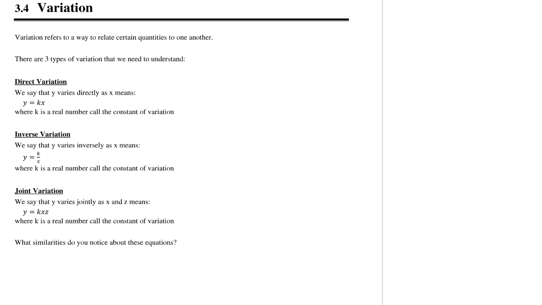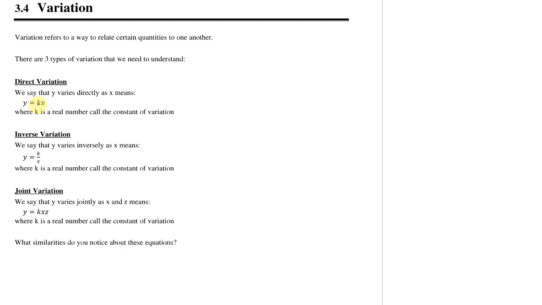So direct variation. We say that y varies directly as x means y equals kx, where k is a real number called the constant of variation. I wrote this and it was just me, and every once in a while there's going to be some grammar errors in there. My degree is in math, not in spelling. My apologies. Okay, so we have this thing y equals kx. K is just always the constant of variation. That's the thing that you need to know.